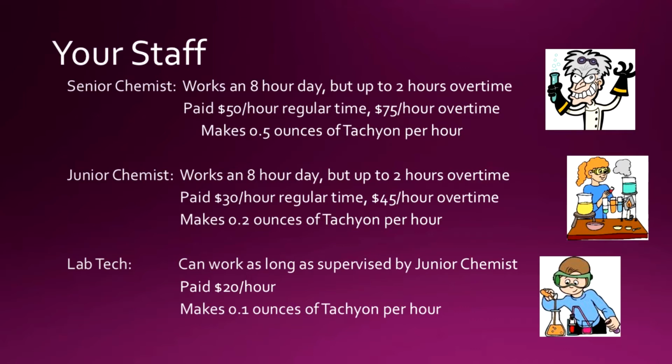Finally, there is the lab tech. He can work as long as the junior chemist is around to supervise him. He gets paid $20 an hour regardless of how many hours he works. And he can crank out 0.1 ounces of Tachyon per hour. Our job is to figure out how we can make as much money as possible, satisfying the order that we've got, without breaking any constraints. So let's see if we can formulate this thing and put it into Excel.